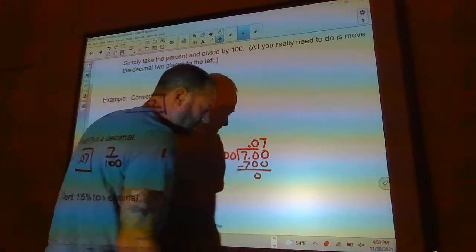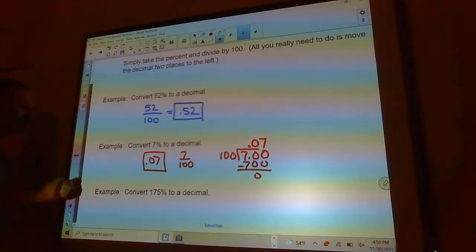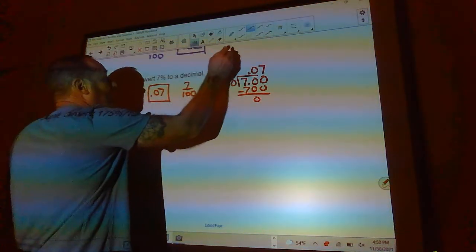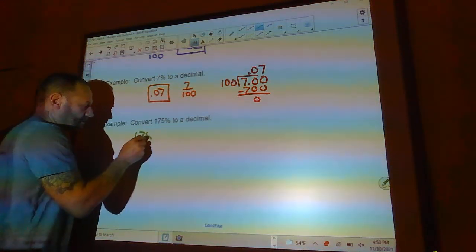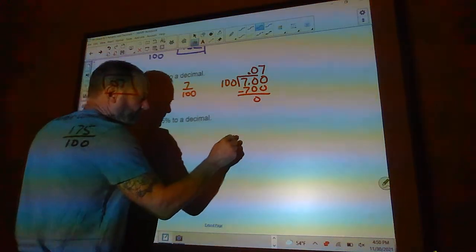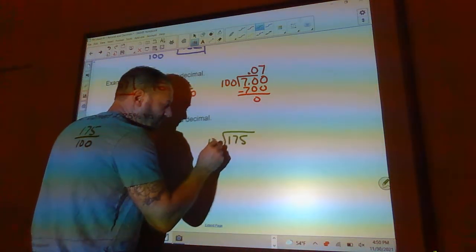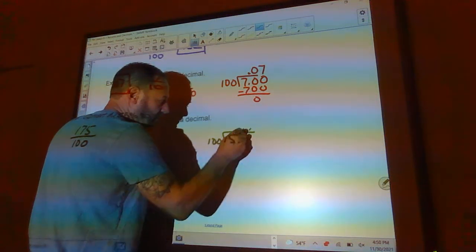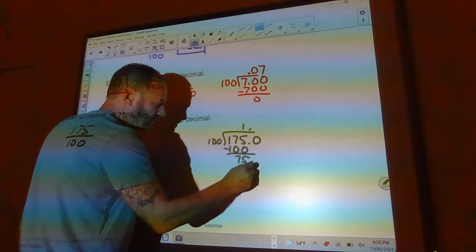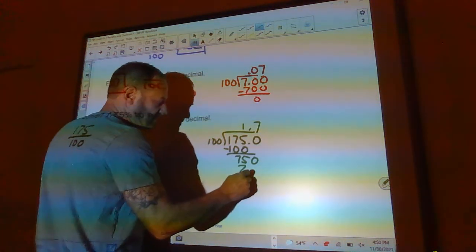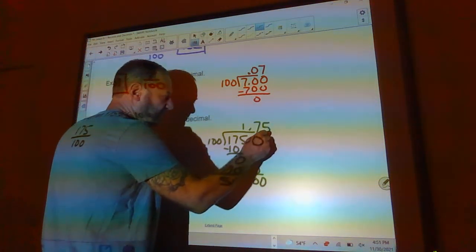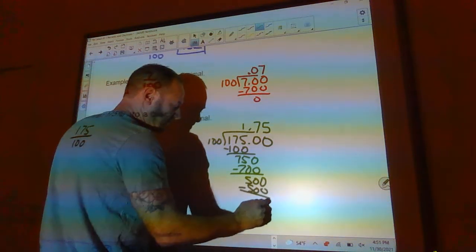So here's another one that people mess up oftentimes. Convert 175% to a decimal. Again, all I'm going to do, I can write that as 175 out of 100, and I can divide that, 175 divided by 100. Okay, that'll go in there one time, that's 100. Leaves me with 75, drop a 0. Oh, that'll go in there 7 times, that's 700. Subtract, that leaves me with 50, drop another 0. That'll go in there 5 times, that's 500, and that leaves me with 0.